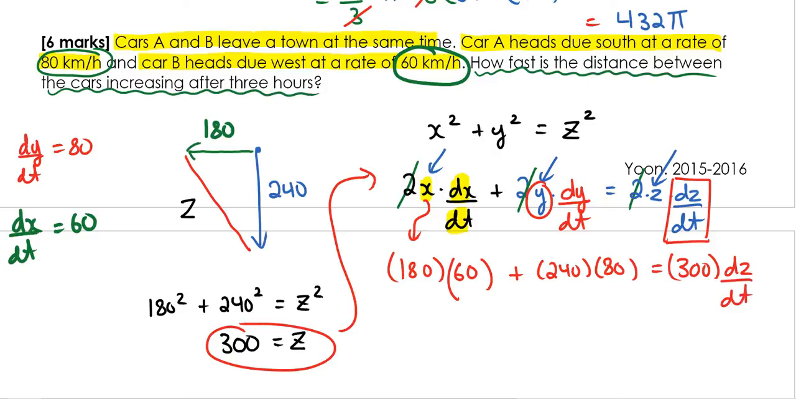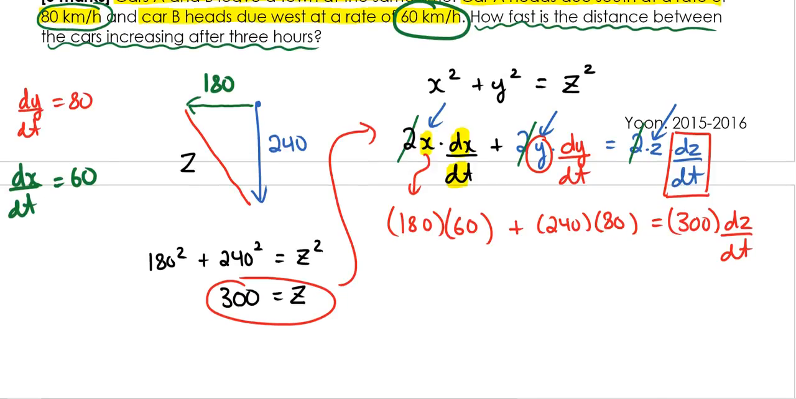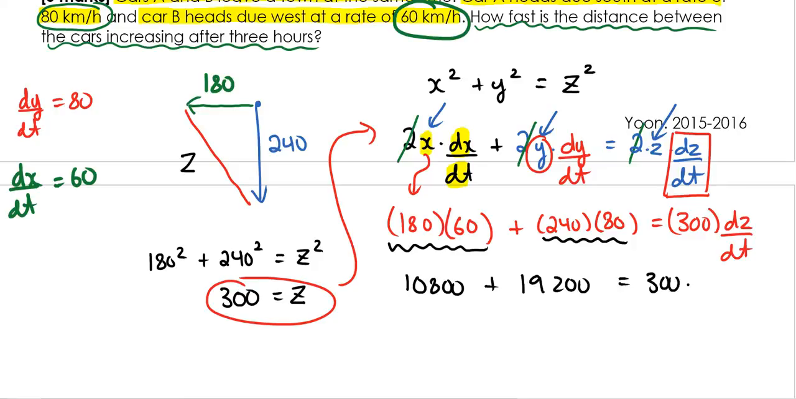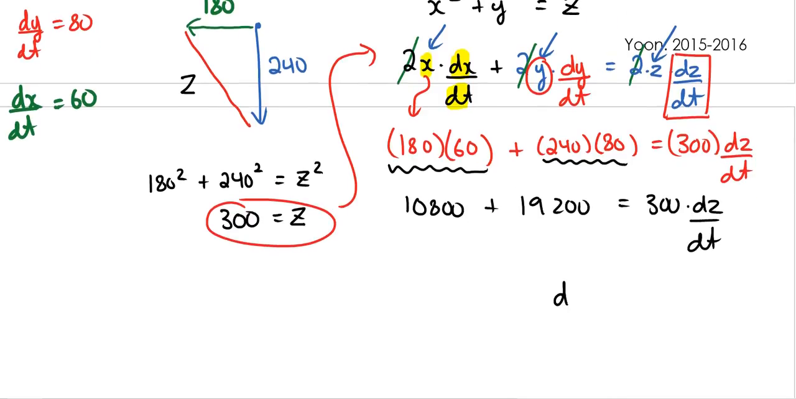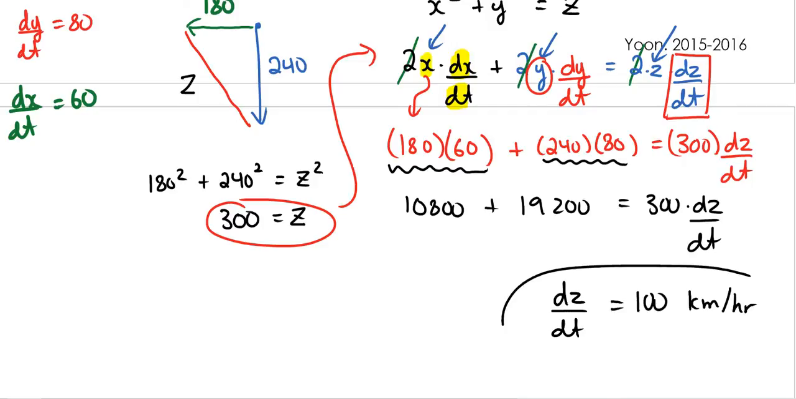Okay, let me clean this up over here. And after that, we can go to our calculator and calculate each expression. 180 times 60, I believe that's going to be 10,800, plus 240 times 80 is going to be 19,200, equals 300 times dz by dt. And if we do the math here, dz by dt is going to equal about 100 kilometers an hour. Okay, so that's the solution for that problem.